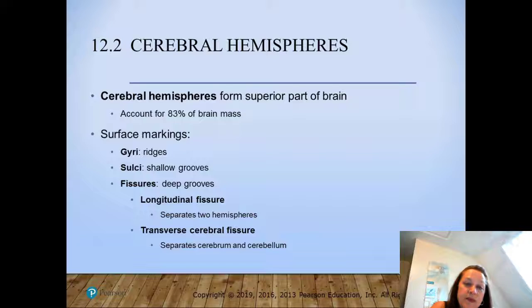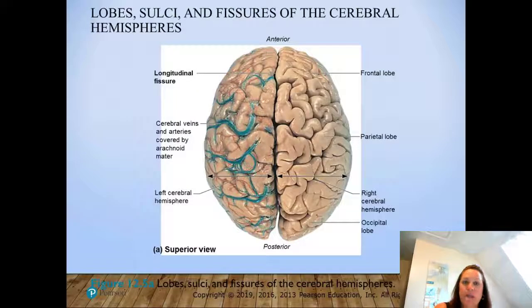All right, so the cerebral hemispheres are about 83% of the brain. When we talk about the cerebral hemispheres, there are different types of surface markings. We have ridges, we have grooves, we have fissures, sulci, and they're all going to separate the different regions of the brain. They also serve as little landmarks for the functional regions of the brain.